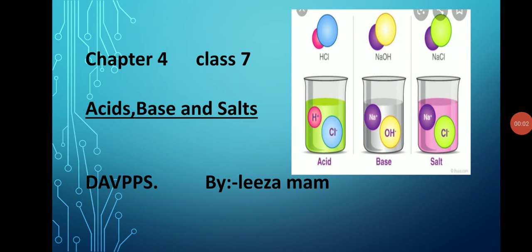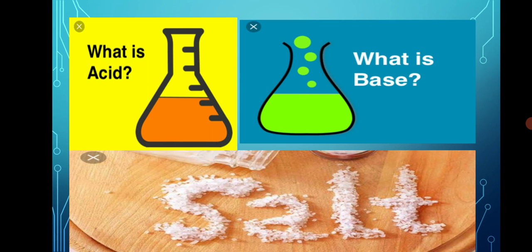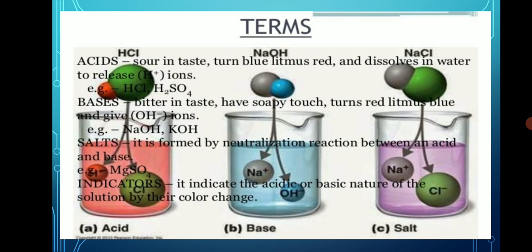Dear students, today I'm going to start our new chapter number 4 with the new concepts: acid, base, and salts. As we all know, there are wide varieties of material around us that differ from one another in their color, odor, taste, physical state, and other properties. We often use such properties to classify substances and materials into different categories.